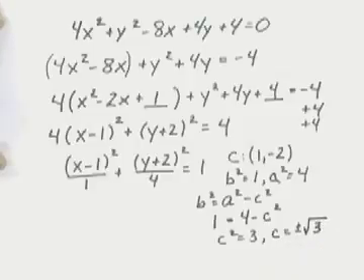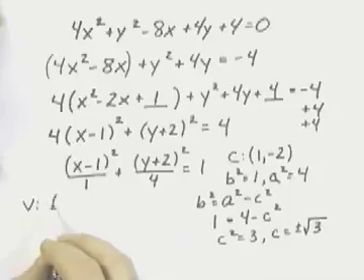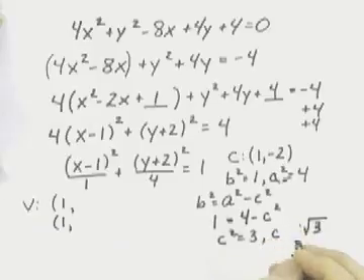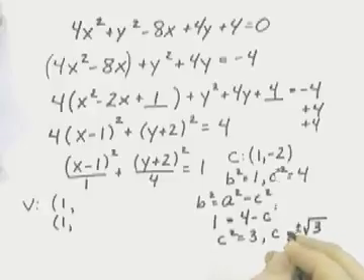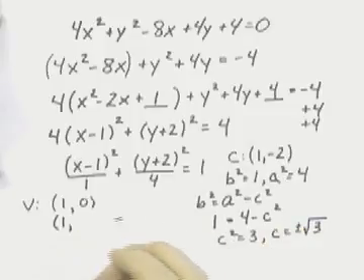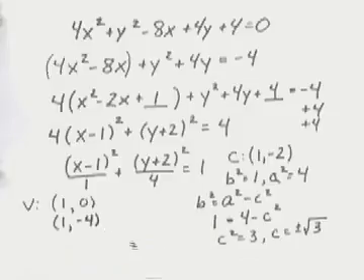Now let's find the vertices and the foci. To find the vertices, I remember that my major axis is parallel to the y-axis. So the vertices are going to be located above and below the center. That means that my vertices are going to have an x-coordinate of 1. Then I recognize that the value of a is 2, and a equals 2 is the distance that the center is from the vertices. So I'm going to go 2 units above the center to 1 comma 0, and 2 units below the center, 1 comma negative 4.